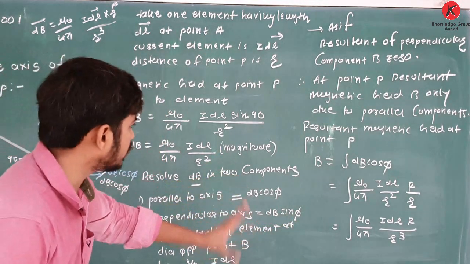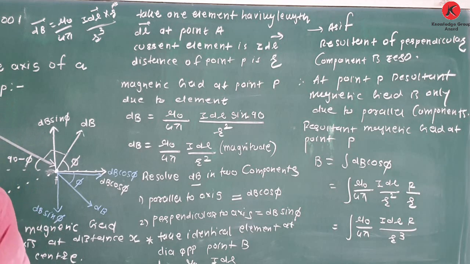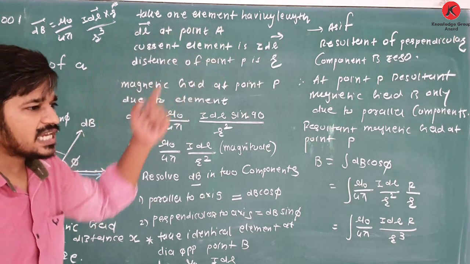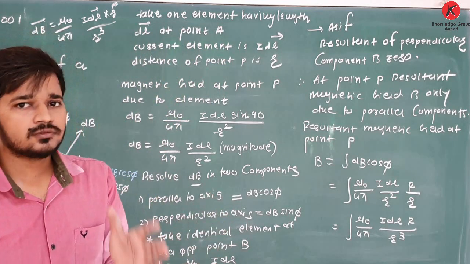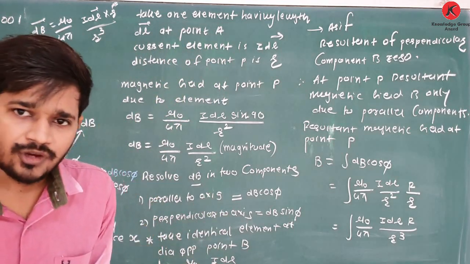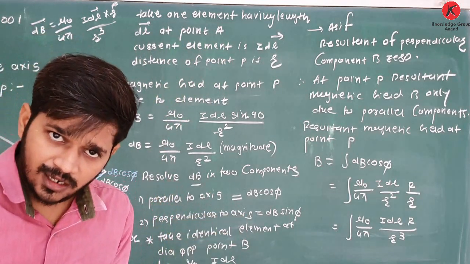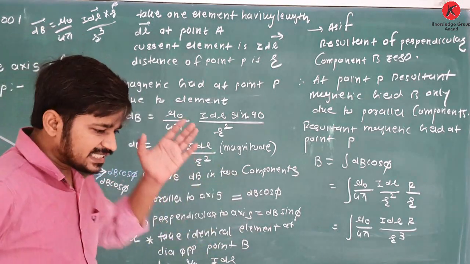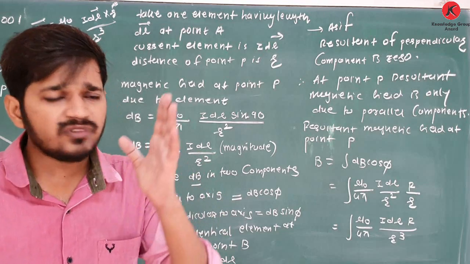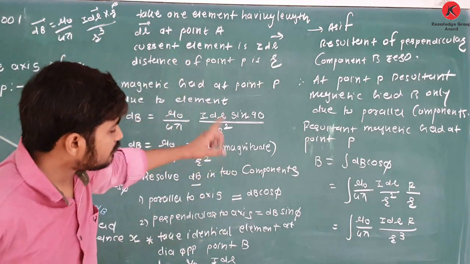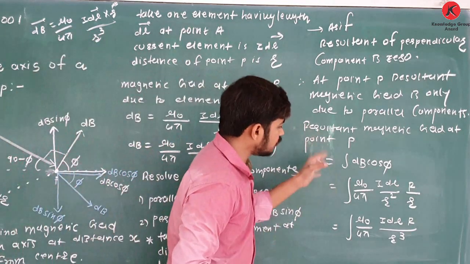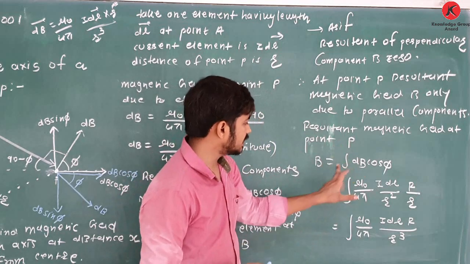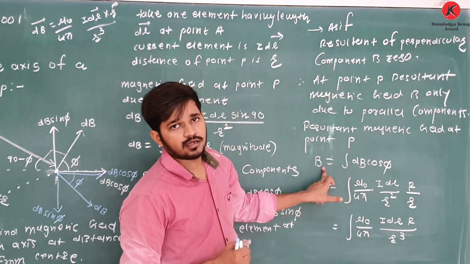How to simplify? We will see. We will understand what the method is. What is the method? We have to take two elements at A and at B. We have to write the equation of magnetic field, draw the direction of magnetic field, and resolve in two components. From that figure you can easily understand the perpendicular component will cancel out each other and the resultant magnetic field is only due to the parallel components.